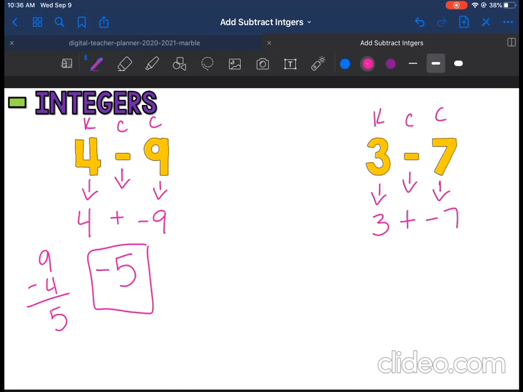Okay, so I have 3 plus -7. Is that same signs or different signs? Do I add or subtract? Subtract. So I do 7 minus 3, and once you do that, then it'll project.